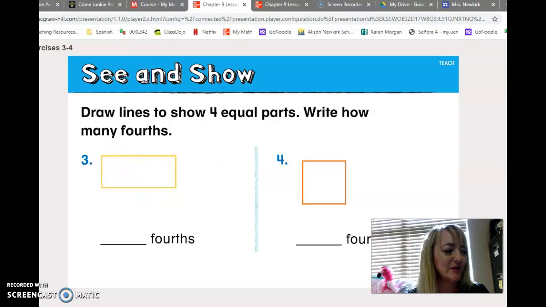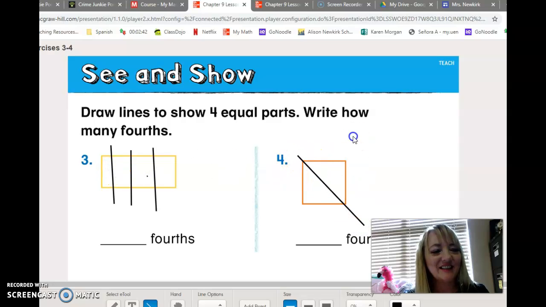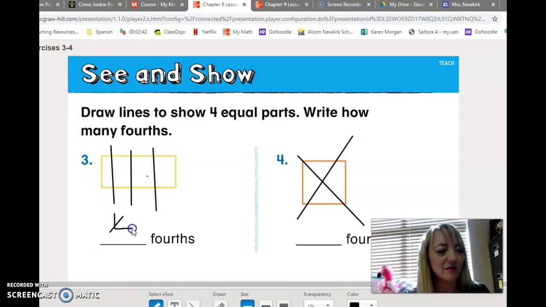So again, you could separate this like this, a whole bunch of different ways. That's not equal, but you get the idea. And then this, you could do it many different ways. And then write how many fourths. So 4 fourths. Oh, that's not the right tool. 4 fourths. 4 fourths.